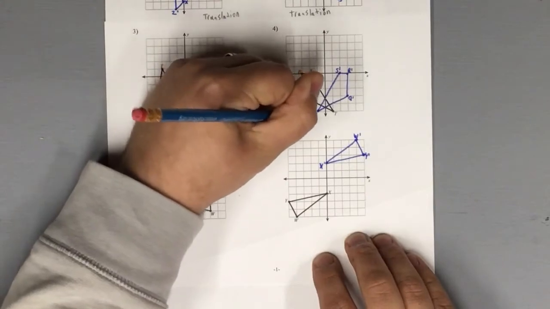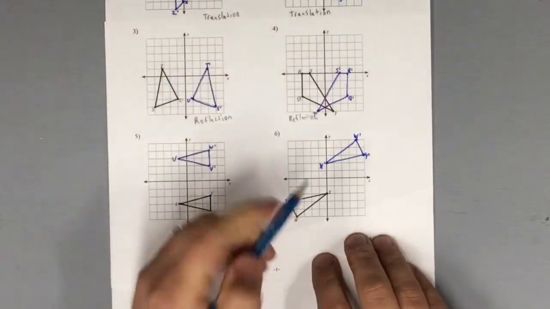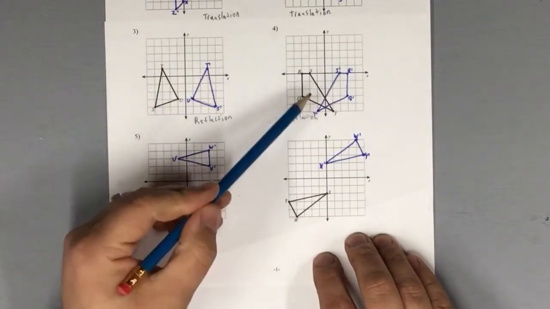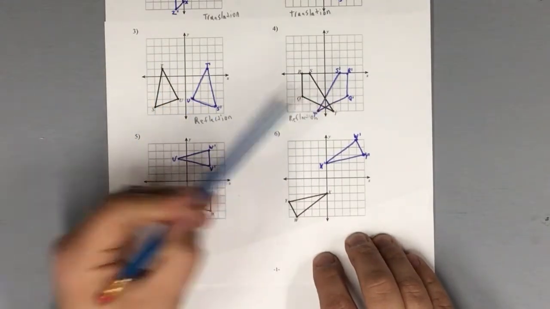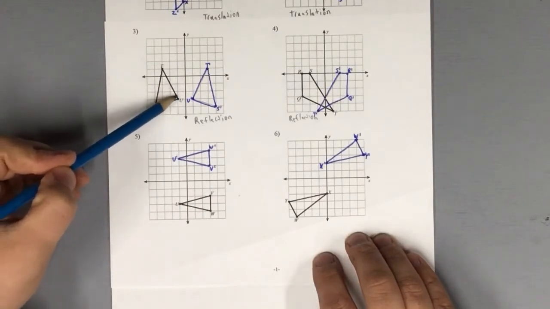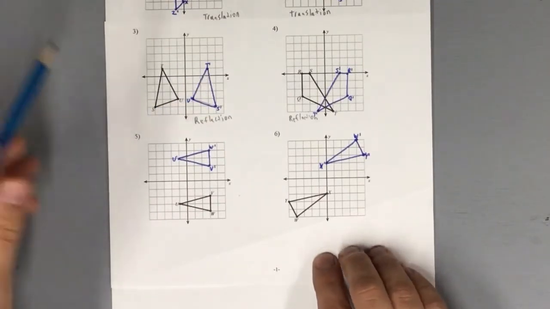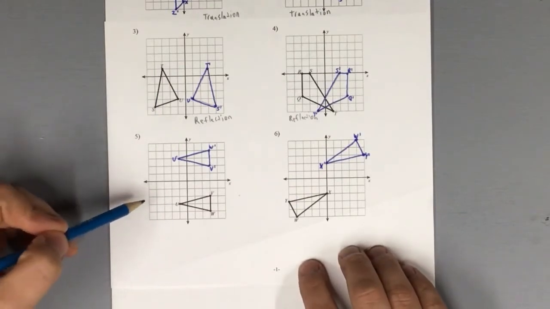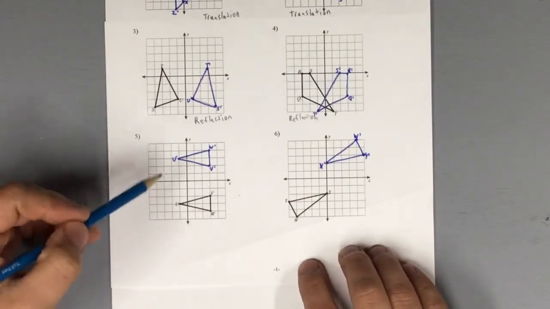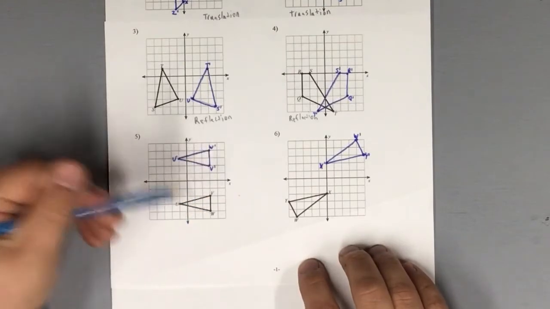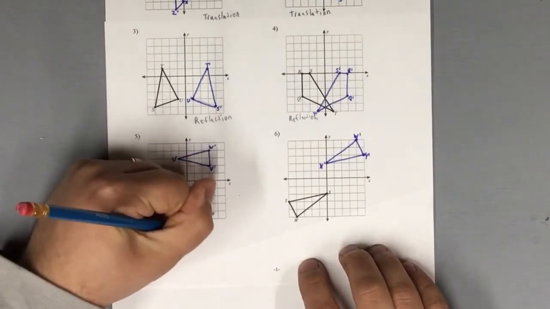Reflections, if they overlap, will always look symmetrical. So this kind of looks like butterfly wings. Reflections will always, if they overlap, look something like that. Same thing here. These are identical shapes. It's just what side of the y-axis is different. 5's the same thing, even though it looks like it could be a translation. The way that you know is V's on the bottom, now V's on the top. W's on the top, now W's on the bottom. This is also a reflection.